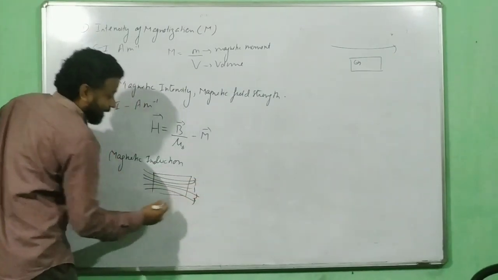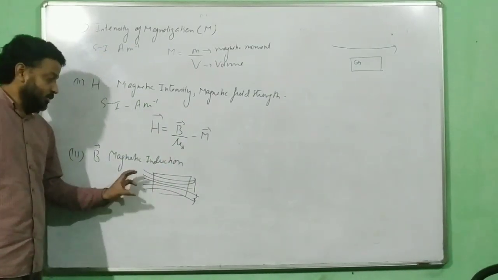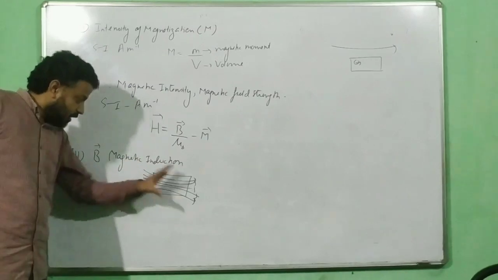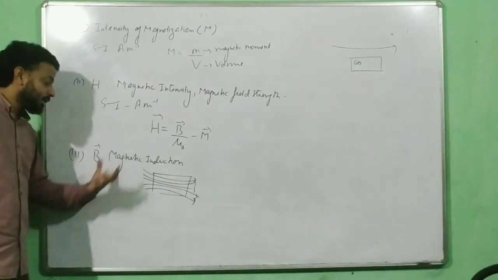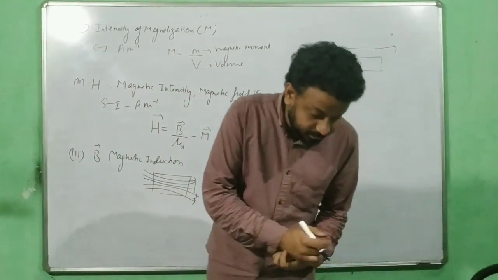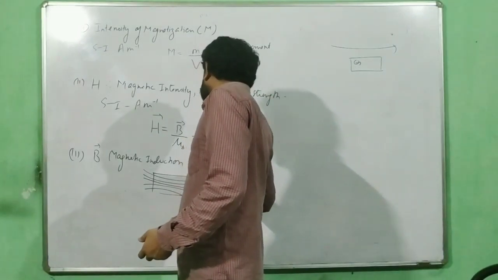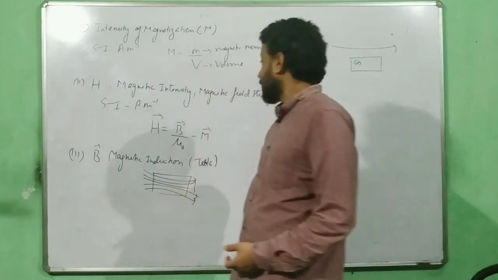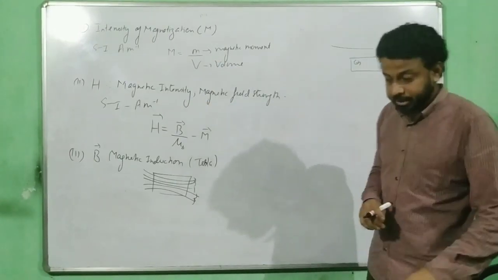how much field it has. Remember, ferromagnetic has more magnetic induction than paramagnetic. So if it is more concentrated, and more number of fields are passing through the substance, then we call that as having more magnetic induction. The SI unit of magnetic induction is Tesla. The other two are ampere meter inverse, ampere meter inverse.